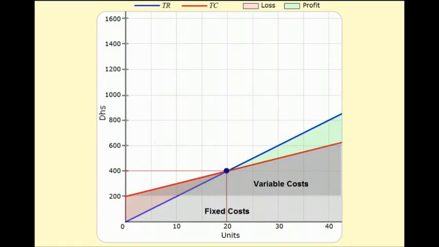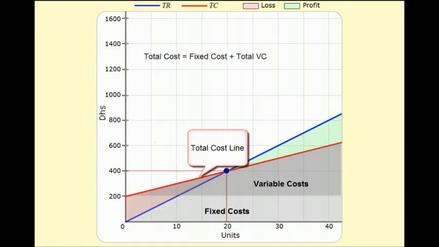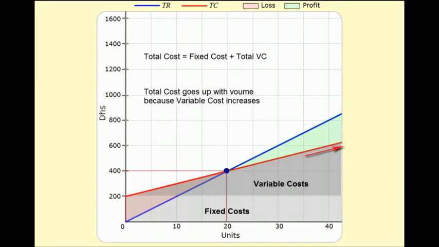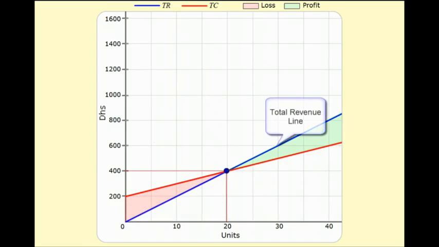If we plug in the variable costs on top of the fixed costs, we get the total cost line. Our total cost is, therefore, the sum of the fixed costs plus the total variable costs. We have a line that has a positive slope, and it starts out at what the fixed costs are and goes up from there. Now we look at the total revenue line on the chart.